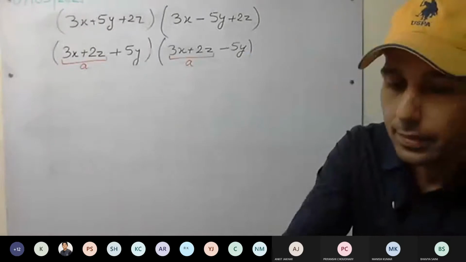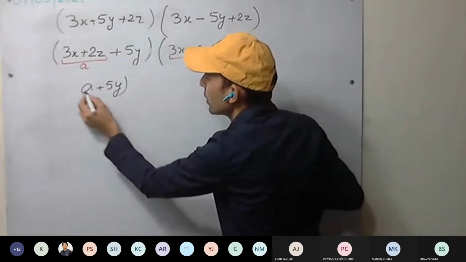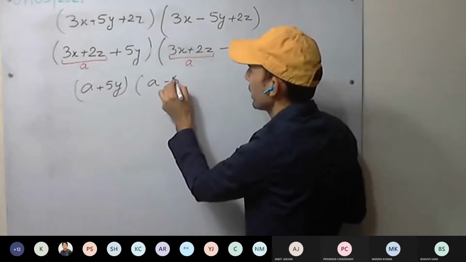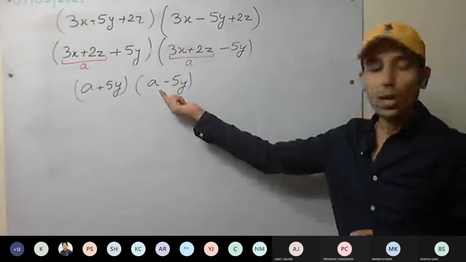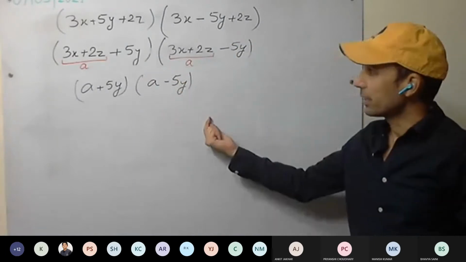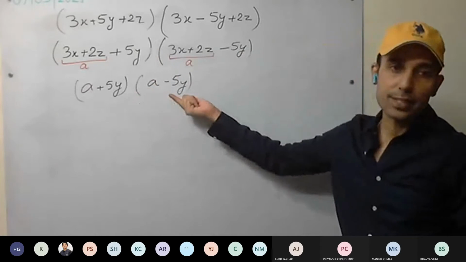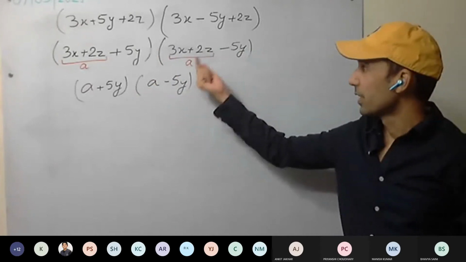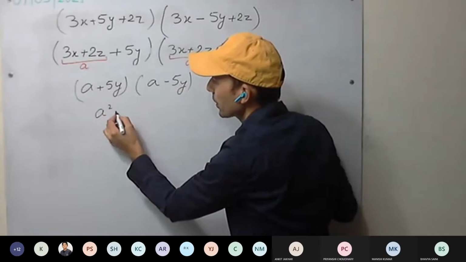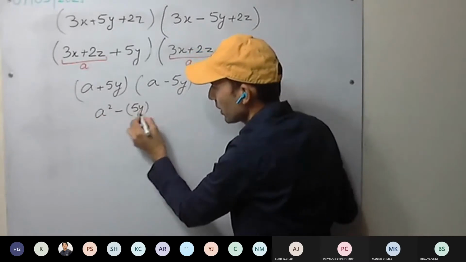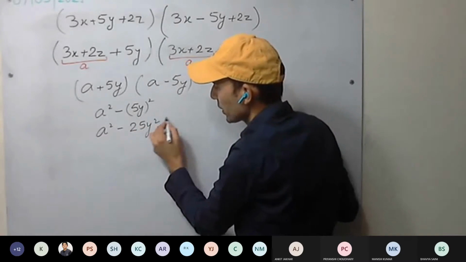So the next step will be a plus 5y, a minus 5y. This you understood? Now we can use the third identity. We have molded it into this identity, a plus b into a minus b. This is clear. Now what will be the answer? A square minus 5y square, A square minus 25y square.